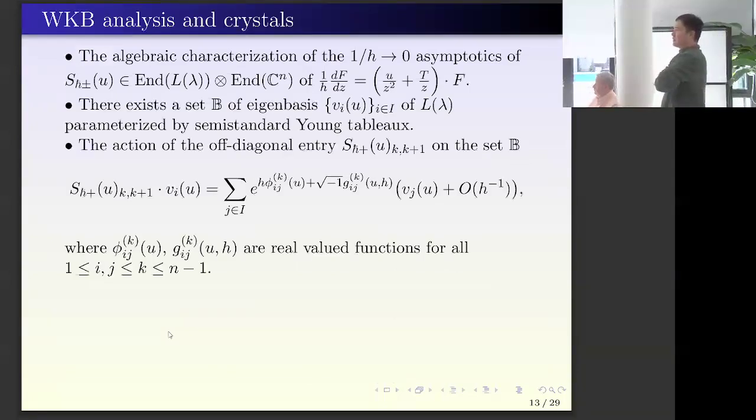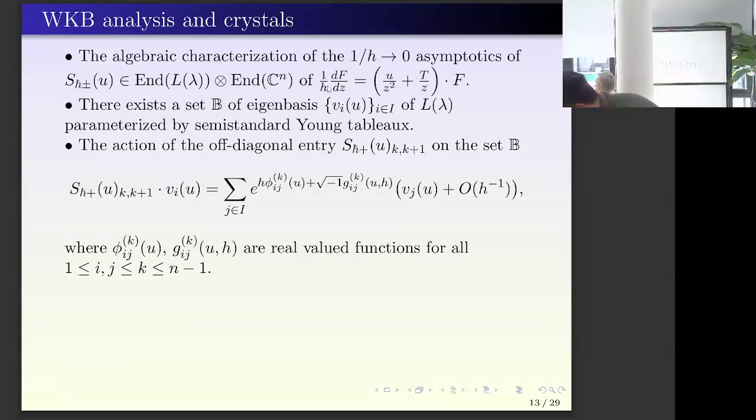To explain this, let's first consider when 1 over ħ goes to 0. We are left with this Higgs field, right? Before, we had a differential equation, but if this vanishes, we only have an endomorphism. The spectral data of this endomorphism is the so-called eigenbasis of the shift of argument subalgebra, or the so-called quantized Gaudin system. And one can say there exists a sort of canonical basis, which I call v_i, labeled by an index set I, of an irreducible representation L_lambda. This basis is parametrized by semi-standard Young tableaux, or by Gelfand-Tsetlin patterns. And this basis is simply the spectral data of this coefficient.